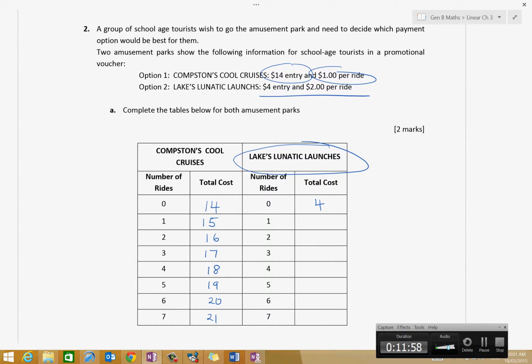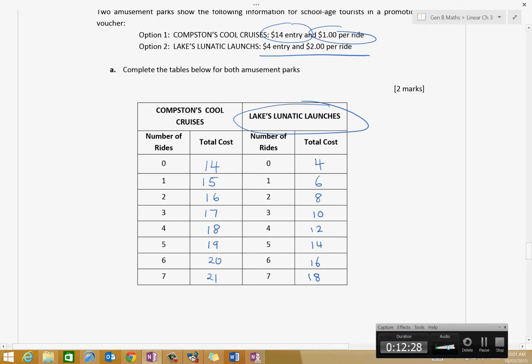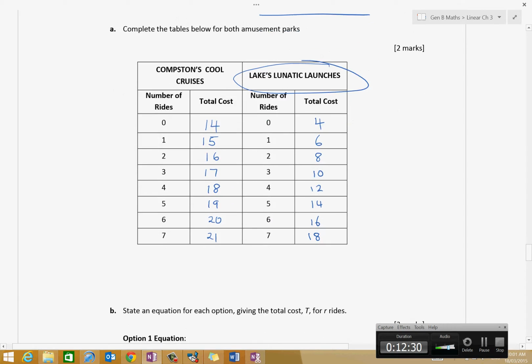But if you're going to do heaps of rides, you're probably best off going to Compston, because each ride is going up by $2. 6, 8, 10, 12, 14, 16, 18. Now at the moment, if you went on 7 rides, which one would you choose? You'd go to the old Lunatic Launches. But what about if you went on 20 rides? You'd be going on good old Compston's, wouldn't you? Okay, good. So it says complete the table below. That's an easy 2 marks, isn't it?